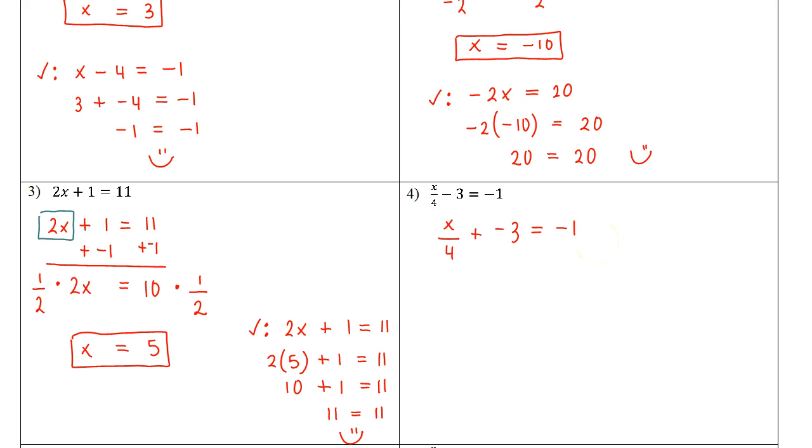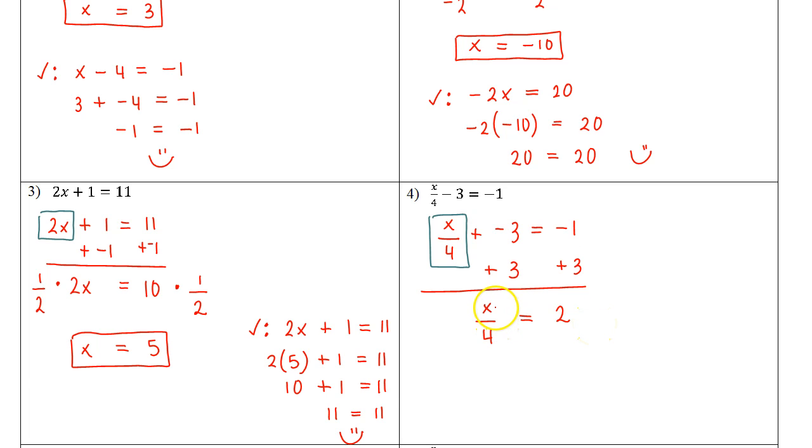And I want to isolate my variable term, this x divided by 4, on the left side. So for that to happen, I can add a positive 3 on the left, which means I have to add a positive 3 on the right. Of course, my negative 3 and my positive 3 will give me 0, and that leaves me with x divided by 4 on the left side. My negative 1 and positive 3 will give me 2 on the right side.